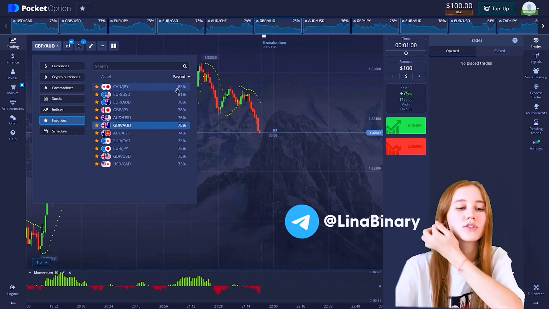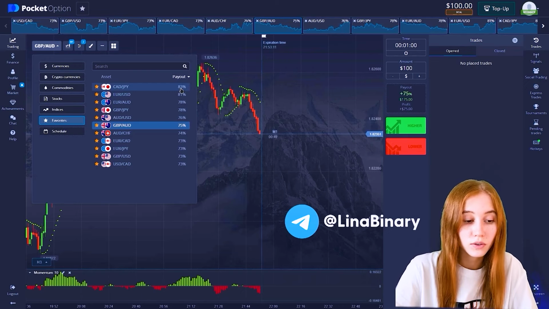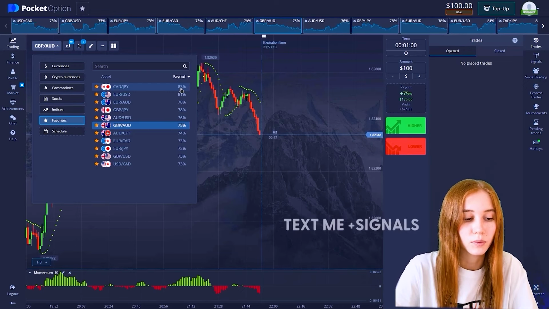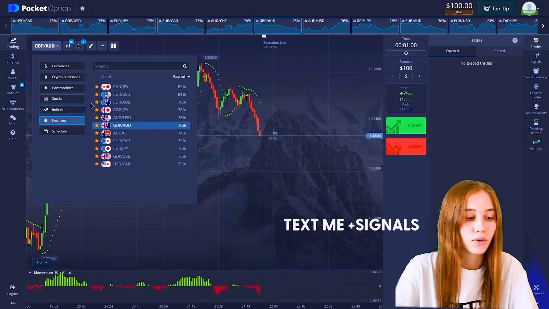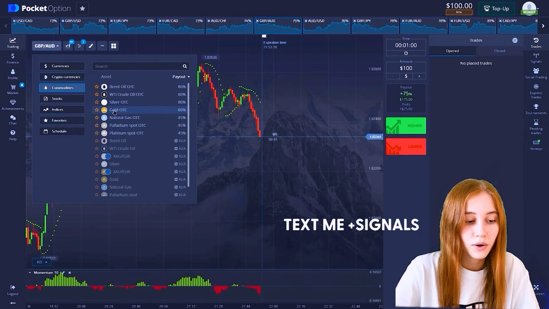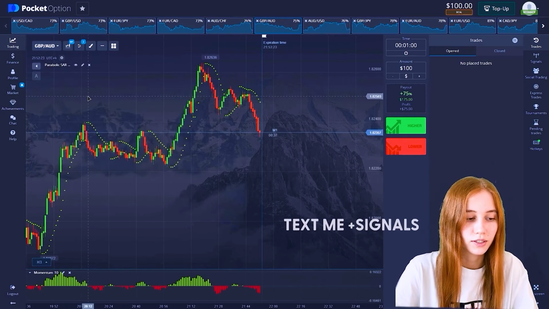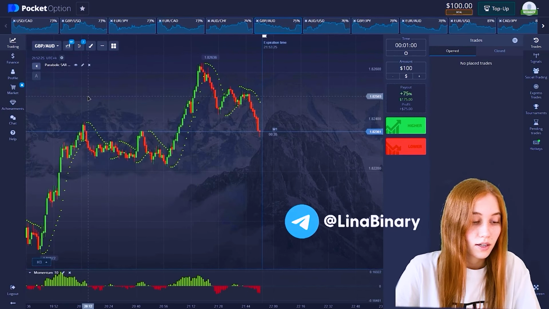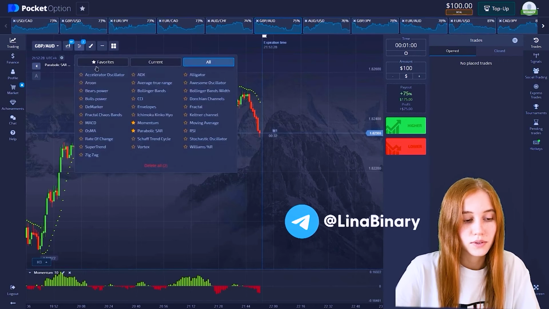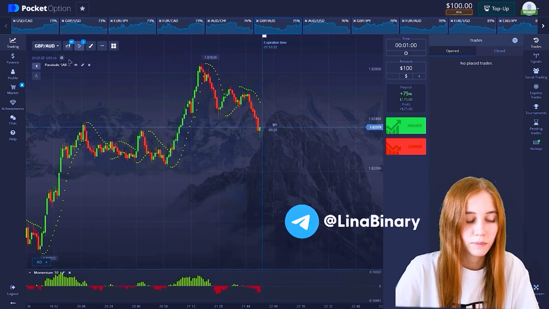The payout percentage is, for example, if it's 83 and you place a bet of $100 and it comes in, then your profit will be $83. You can also trade crypto, gold, silver, and so on. We'll trade currency pairs. We'll also use two very cool indicators, momentum and parabolic.